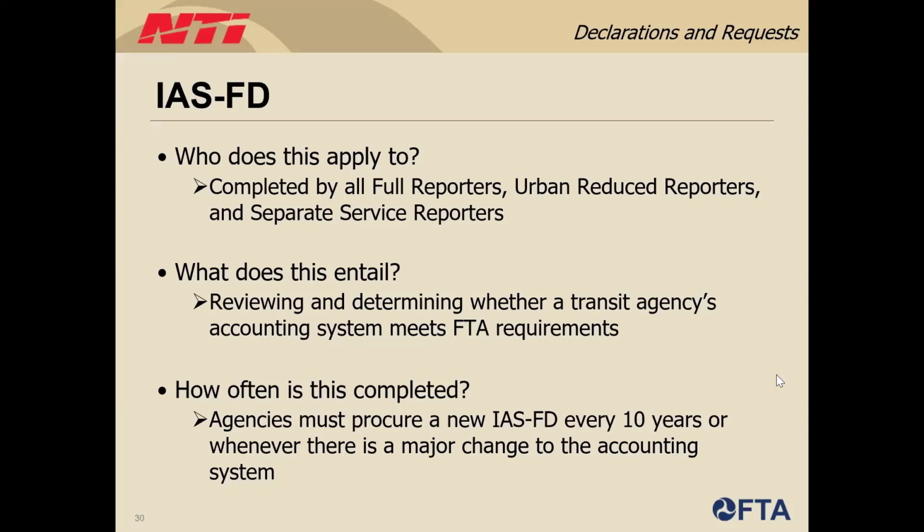And finally, how often is this requirement completed? Because agencies typically don't change their accounting methods, FTA requires a new IASFD to be procured every 10 years or whenever there is a major change to the agency's accounting system. Please note the term accounting system does not refer to the hardware or software program transit agencies use. Therefore, even if the hardware or software changes, this does not inherently mean that the accounting system has changed. If you have any questions on anything specific or anticipate any big changes, you should contact your assigned analyst and they can help you determine if a new IASFD is needed.